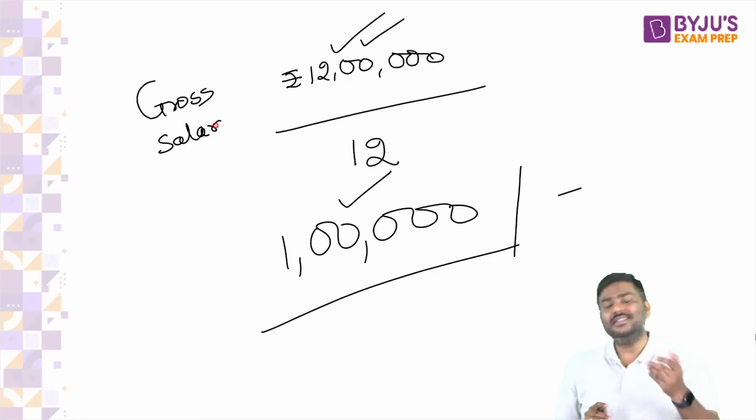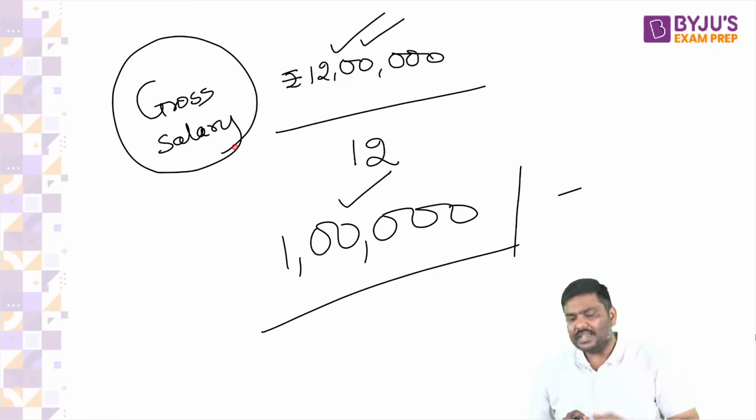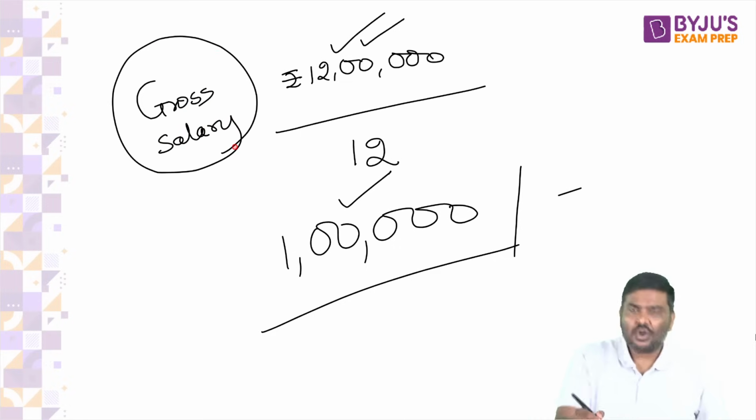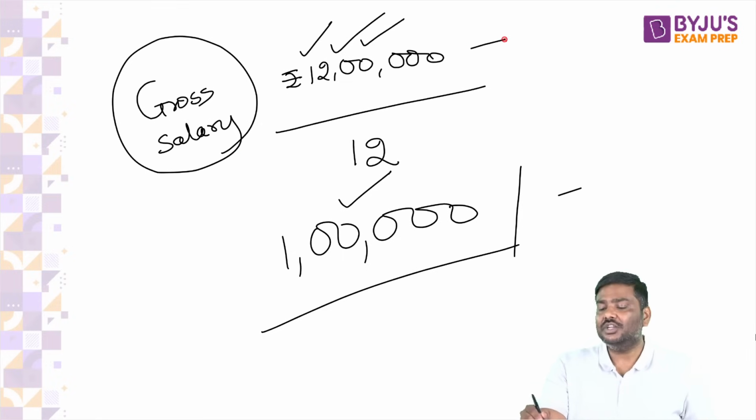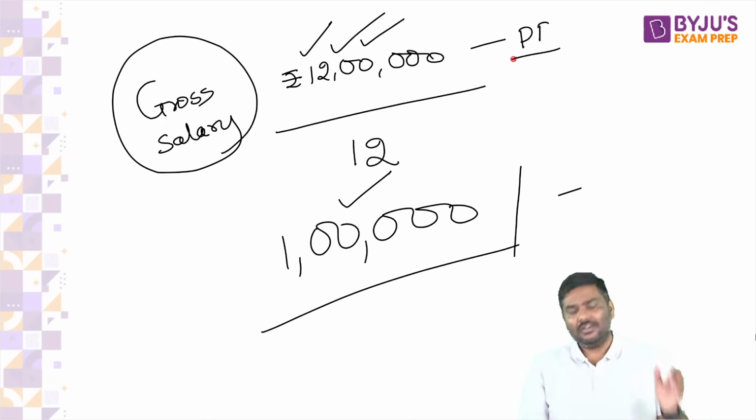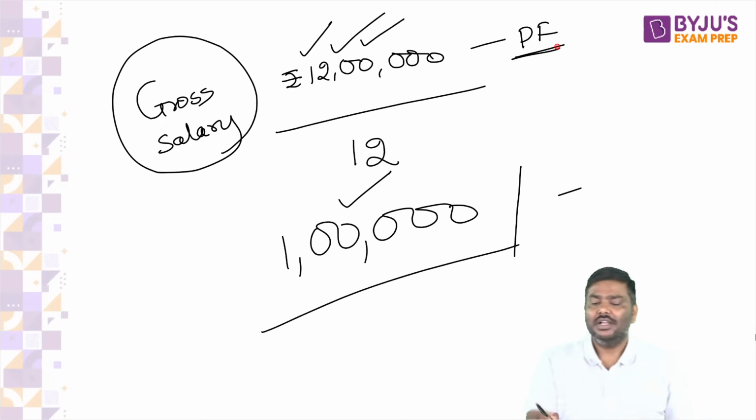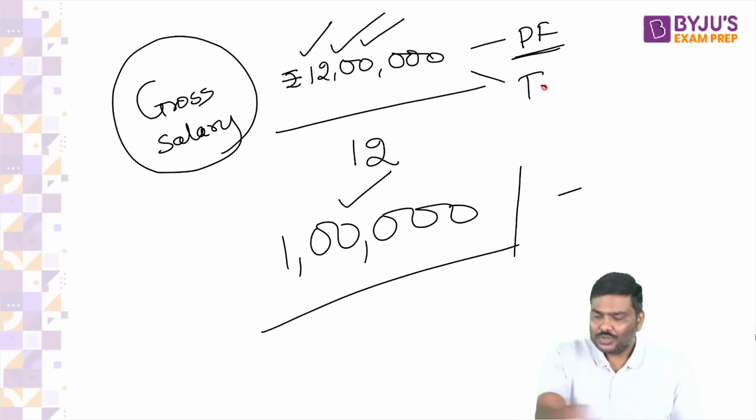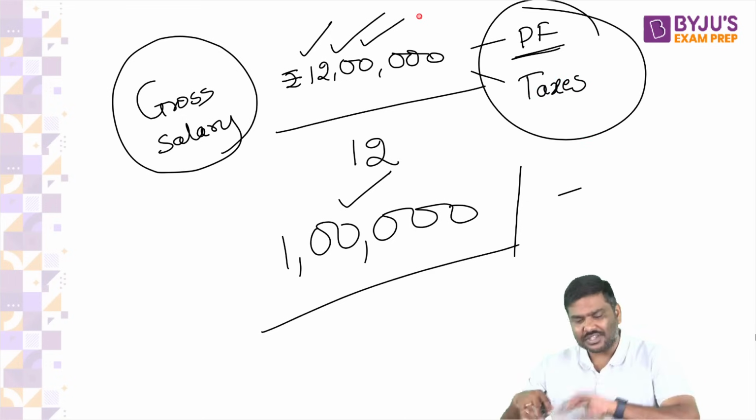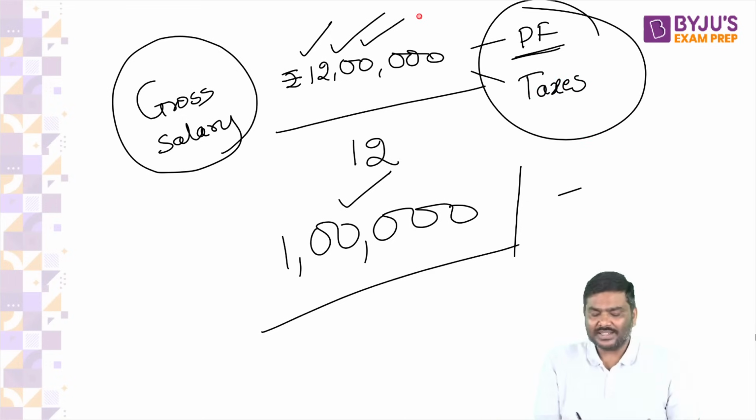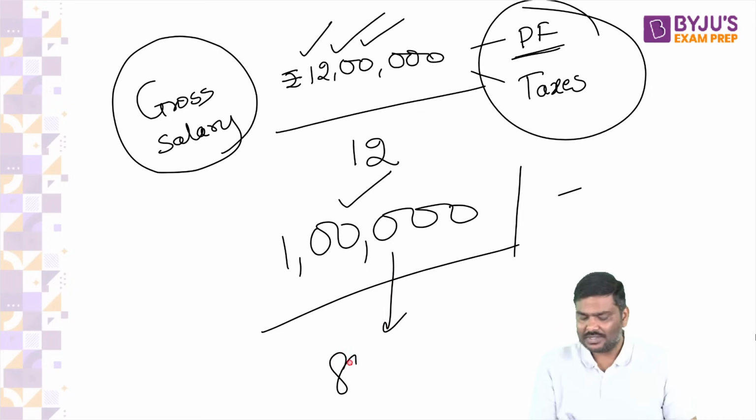This is gross salary. But what government says is, out of this gross salary, I will withhold your contributions to PF, provident funds, pension funds. I will withhold taxes. Correct? So after making certain deductions like this, maybe you will get somewhere around 80,000 rupees.